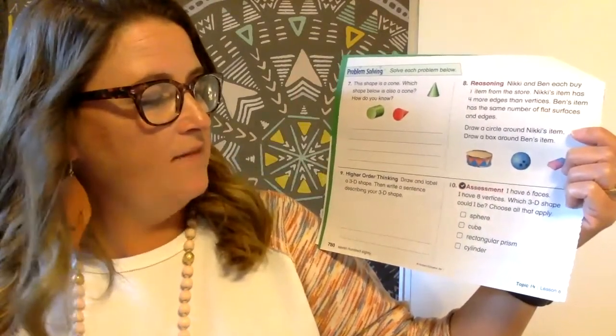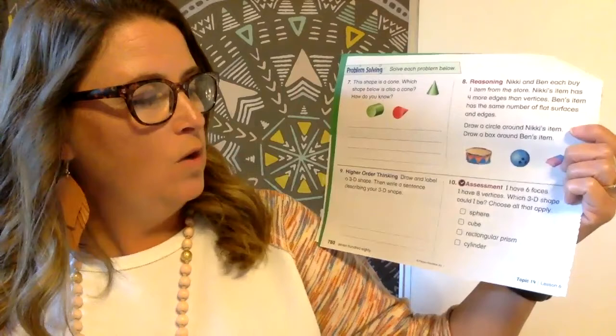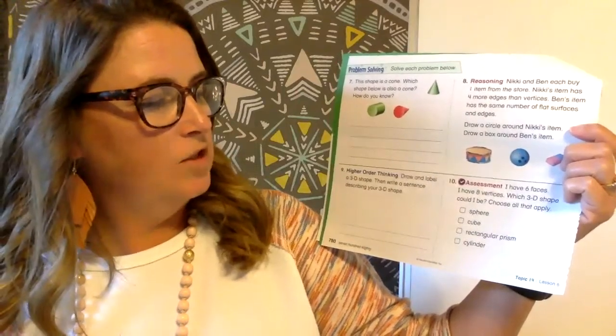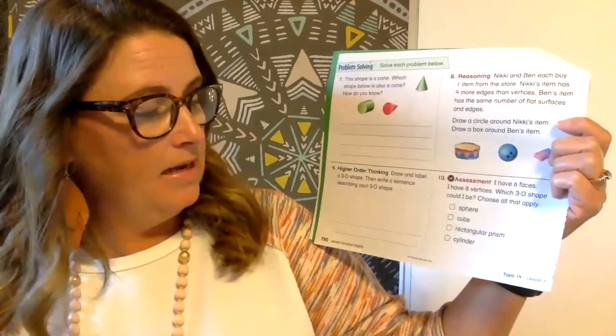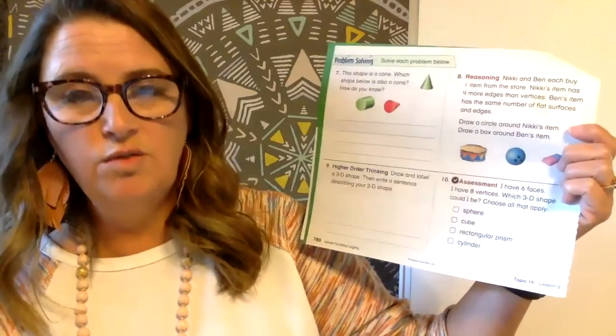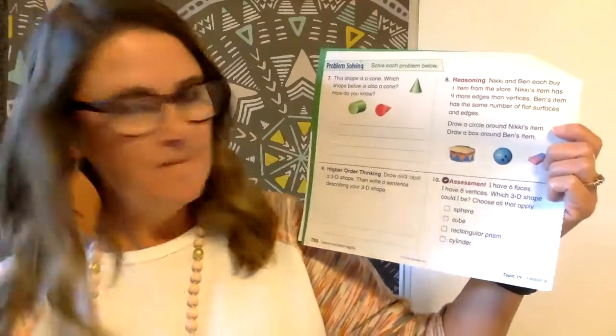It says, I have 6 faces. I have 8 vertices. Which 3D shape could I be? Choose all that apply. And I'm going to tell you there is more than one because it says choose all. Anytime it says choose all, you're never going to have just one answer. All right, good luck. Make sure you go back and watch the video again if you get confused on some of those because there's some tricky sections in there. Okay, all right, have fun.